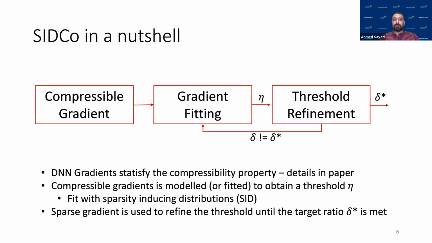SIDCo, in a nutshell, depends on the concept of compressible gradient. We verify that the gradients of DNNs satisfy the compressibility property, and more details are in the paper. Also, having a compressible gradient, we do gradient fitting using one of the sparsity-inducing distributions. These distributions promote sparsity and give a good model of the gradient. Then after this, if the threshold is not good enough, we go through several stages of threshold refinement until we get a highly accurate threshold. This typically requires only a few stages to reach that value.